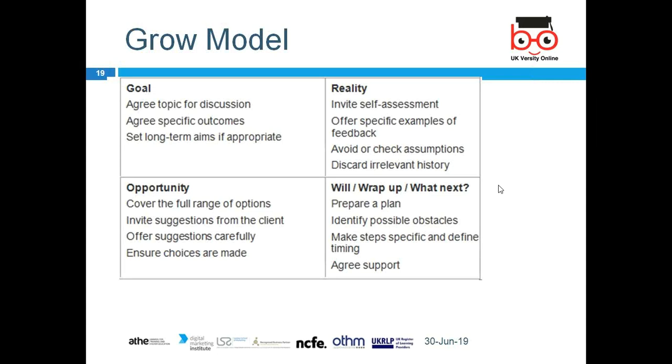The GROW model consists of goal, reality, options, and wrap up. If you want to be in a team, we need to set a goal, an agreed topic for discussion and an agreed specific outcome. Then reality: invite self-assessment and offer specific example feedback. If you carry on giving feedback to teams and look at their performance. Options: of course, you need to cover the full range of options and invite suggestions. We need to look at the people, because maybe we will carry on missing these options if we do not listen to them. So we need to listen to them as well.